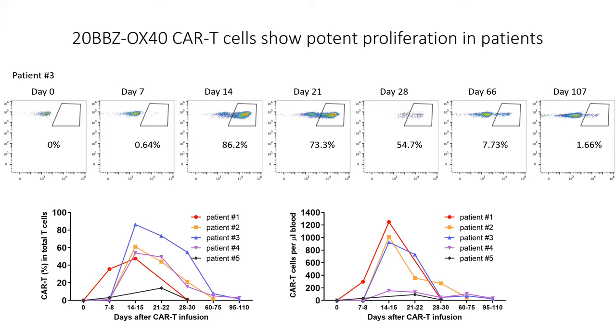At day 7 after treatment, CAR T cells are about 0.6% of total T cells. And on day 14 after treatment, about 86% of T cells are CAR T cells. And day 21 is 73%, and day 28 is 54%, and day 66 is 7%, and day 107 is 1.6%. We show very good proliferation and persistence of CAR T cells in patients.